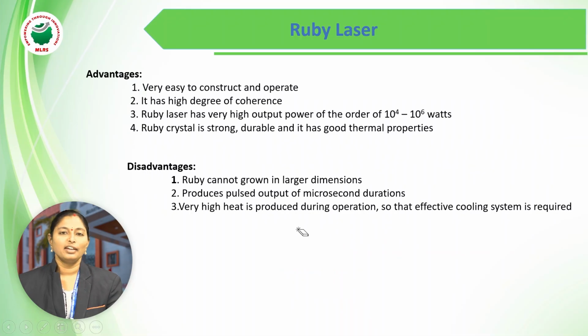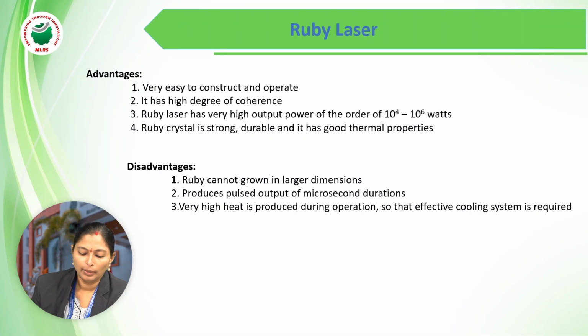And what are the advantages of the ruby laser? The ruby laser is very easy to construct and operate. Next, it has a high degree of coherence. Next is the output power; it has high output power. How much does it give? 10 power 4 to 10 power 6 watts, when compared to the helium neon laser. And the ruby crystal is very strong and durable. Over time, we couldn't see any degradation or any defects in the crystal. So the crystal is good, it is going to work very nicely, and it also has very good thermal properties. These are the advantages of the ruby laser.